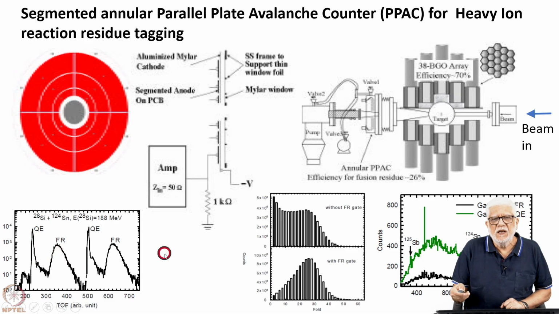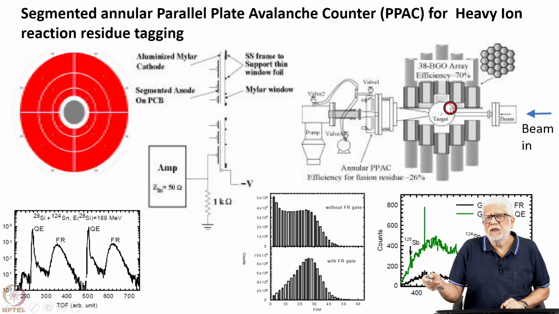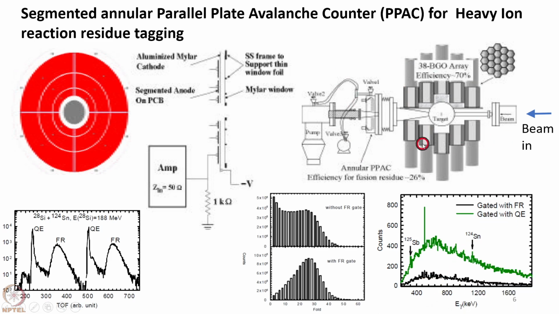from the quasi-elastic. And this is of course set up where you have a beam coming in, you have the target, and this is the place where this annular PPAC is placed, and this is done in coincidence with BGOs and a high energy gamma ray detector. So, we did this experiment also with a germanium detector once, and you can see this is the line coming from the evaporation residue. So, this is gated with the quasi-elastic, you do not see any structure, but gated with the evaporation fragment residues, you find peaks which are clearly visible.